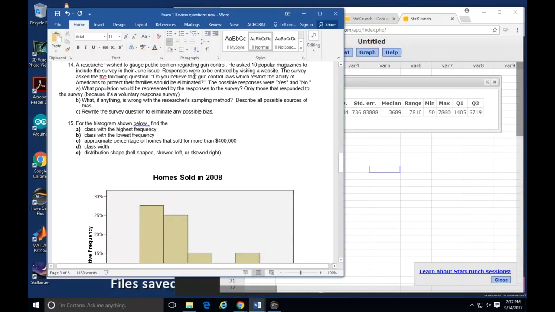The other thing that is wrong with this is that if you read the question they were asked, this is a very loaded question. Where it's talking about restricting the ability of Americans to protect their families, that's a very emotionally loaded way to say that. So that would tend to suggest to people a particular answer. So if you wanted to eliminate bias, you would need to rewrite the question so that it's not emotionally loaded.